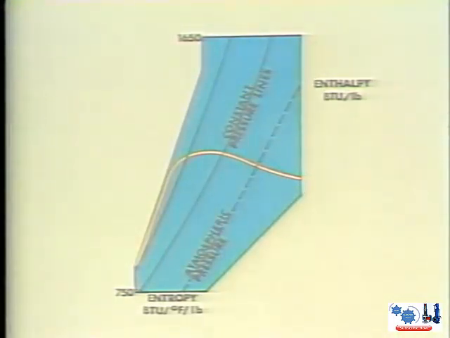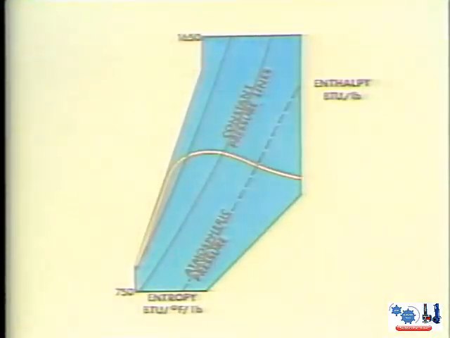Running diagonally from the lower left to the upper right of the graph are lines that look like this and indicate constant pressure in pounds per square inch absolute. The line indicating atmospheric pressure is a broken line which distinguishes it from the other lines of constant pressure.